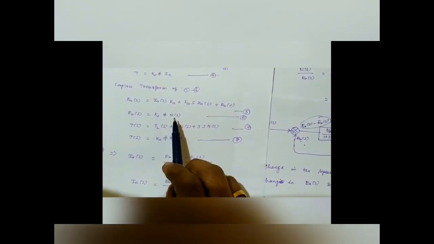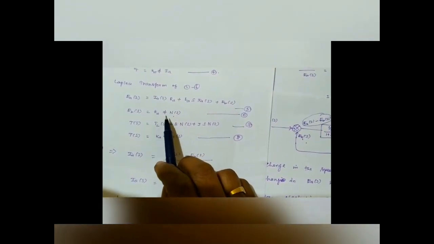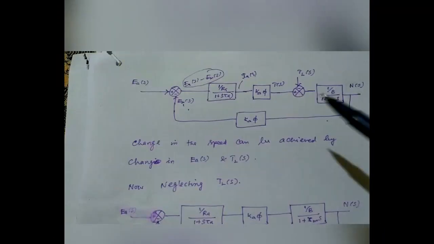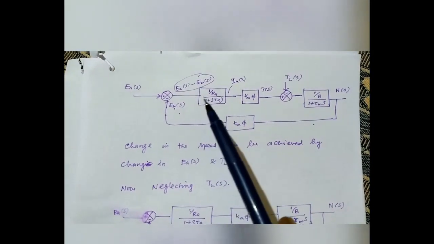This is enough. Again, equation 6 is N of S multiplied by Kb, resulting in EB. So here we have N of S multiplied by Kb resulting in EB. So this is the closed loop diagram of a separately excited DC motor.